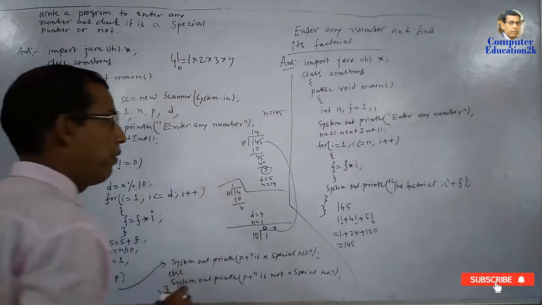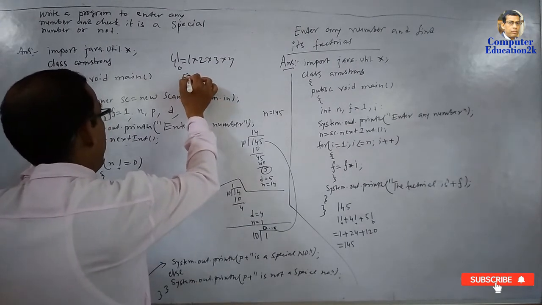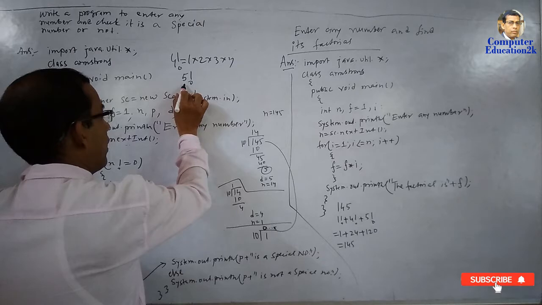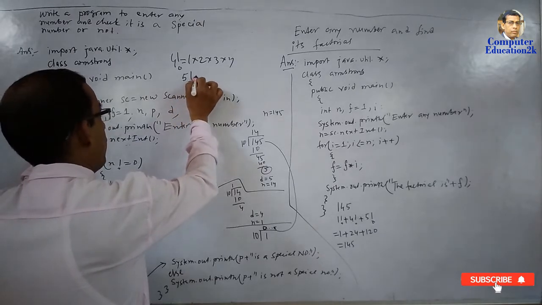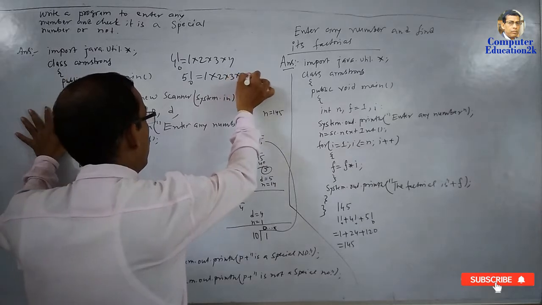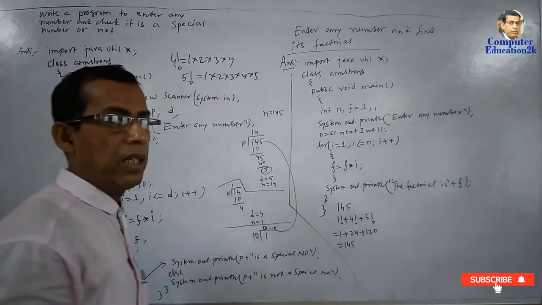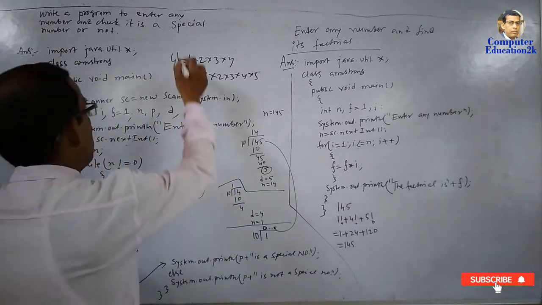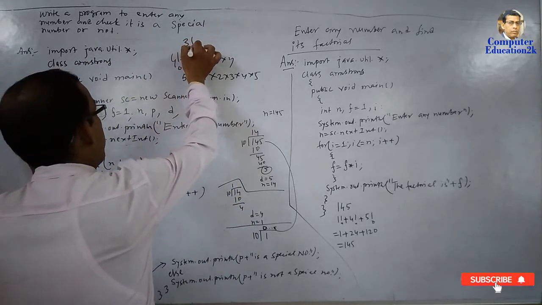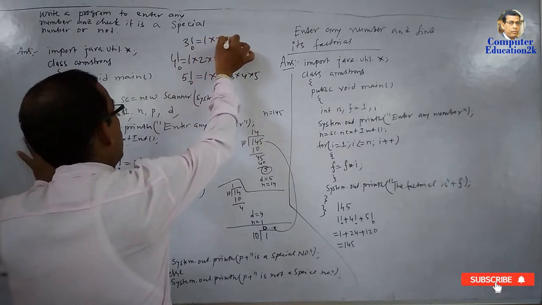Suppose I have taken a number 5. Then the factorial of 5 will be 1 into 2 into 3 into 4 into 5. Okay? Suppose you have to find the factorial of 3. Then you can write it like this. This represents factorial of 3, and this means 1 into 2 into 3.